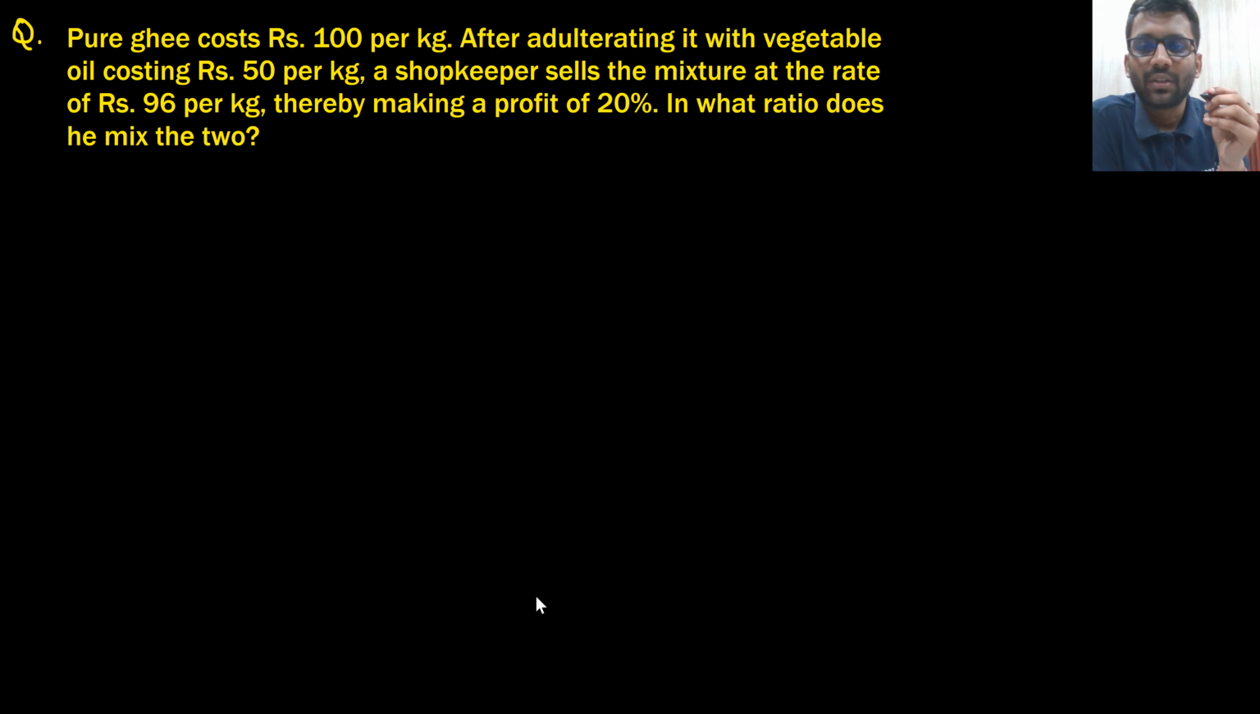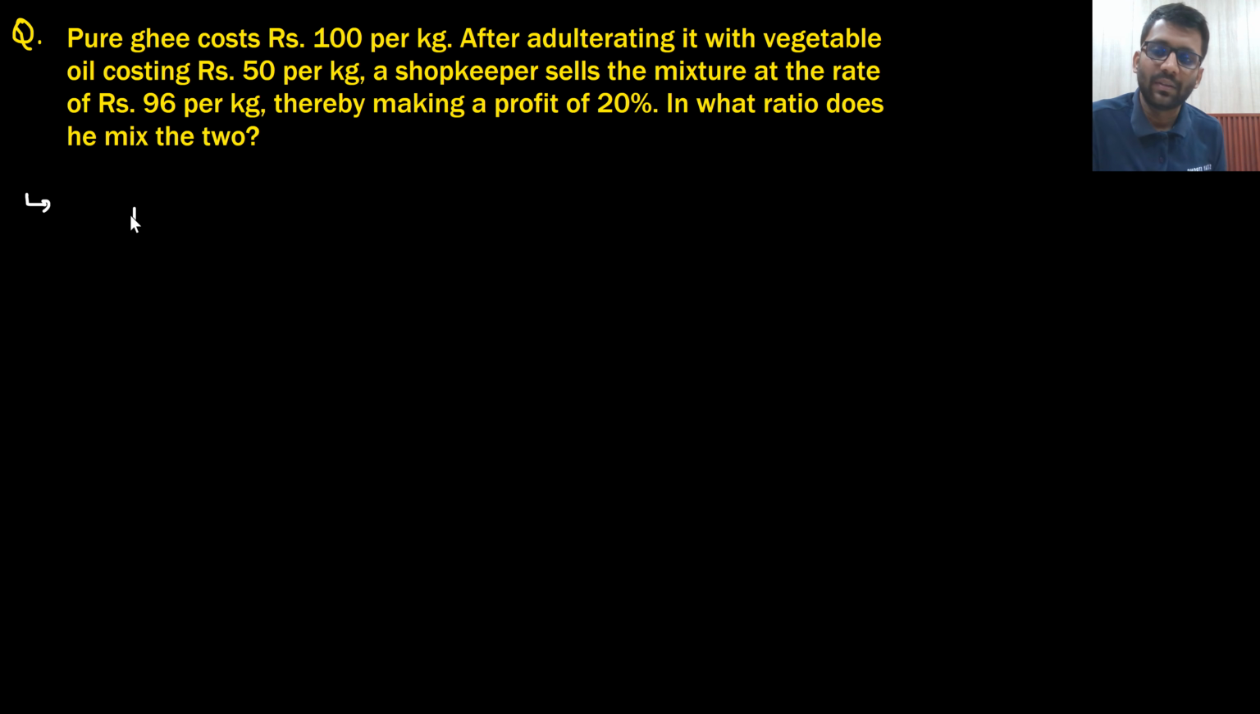Pure ghee costs rupees 100 per kg. After adulterating it with vegetable oil costing rupees 50 per kg, a shopkeeper sells the mixture at the rate of 96 per kg, thereby making a profit of 20%. In what ratio does he mix them? Okay.